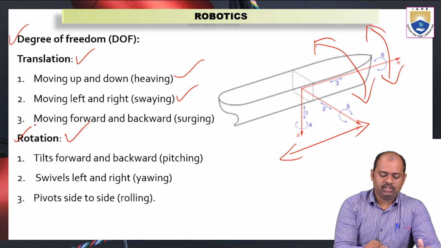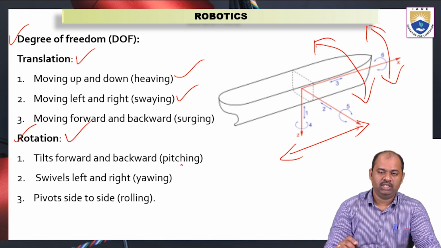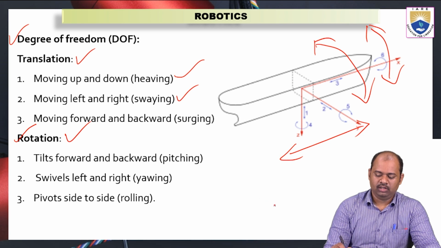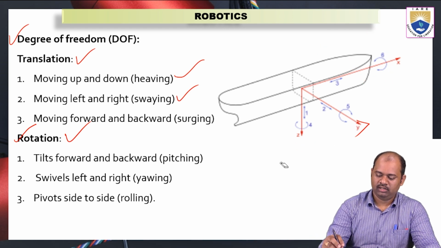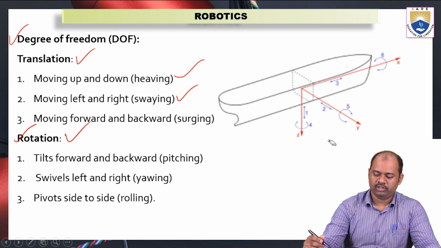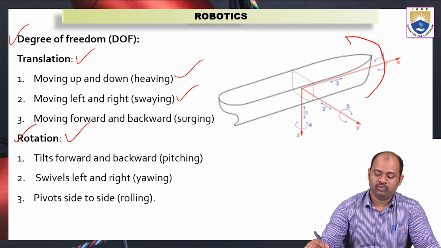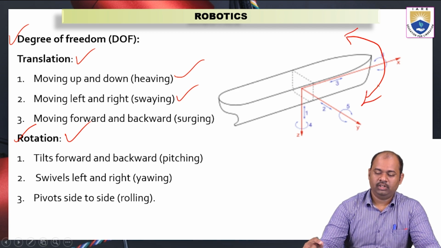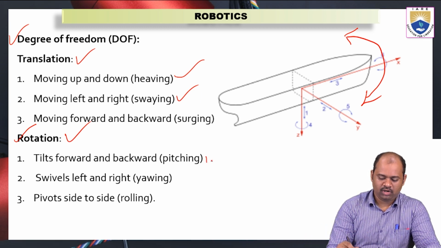And in rotation there are three different motions. One is pitching. Pitching means tilting forward and backward. In this diagram we can see these are not linear motions; these are all rotatory motions. They will have some angle. So pitching is nothing but moving forward and backward, and that is called pitching.